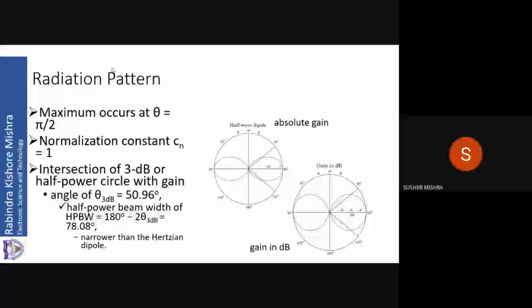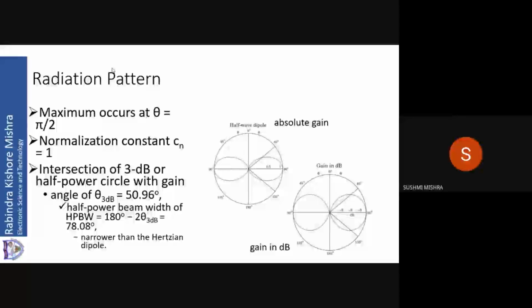Therefore, half power beam width is 180 minus 2 times theta 3 dB, which is 78.08 degree, which is narrower than the Hertzian dipole. For Hertzian dipole, it is 90 degree. Now, on the right hand side, you see the radiation pattern for the half wave dipole antenna. The upper one shows you the absolute gain, whereas the lower one shows you the gain in dB.